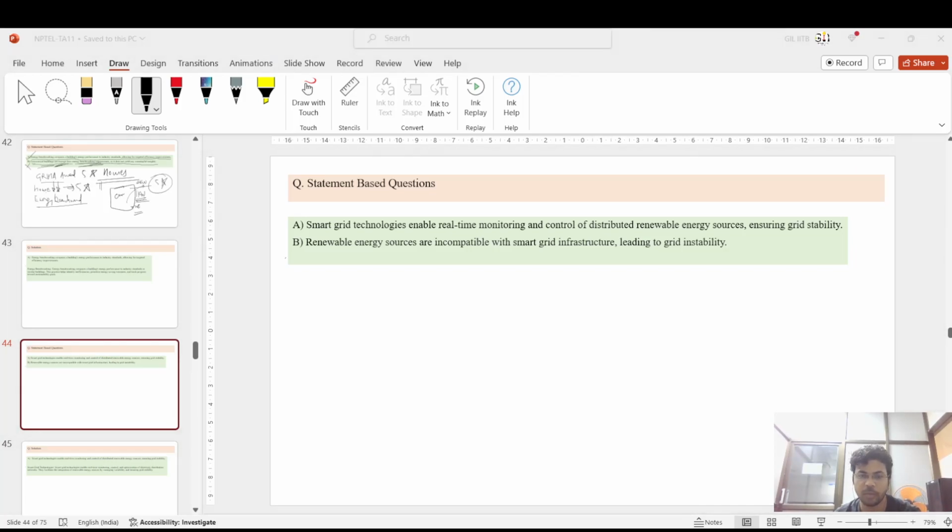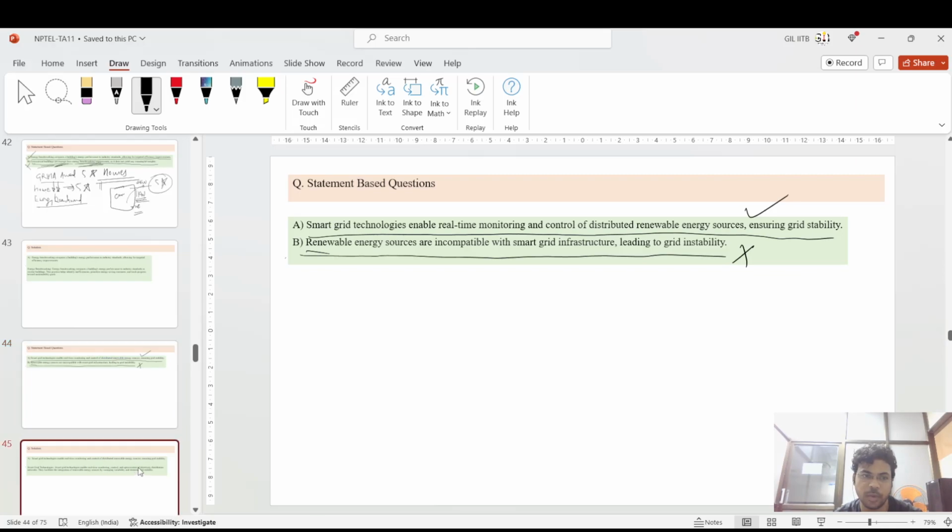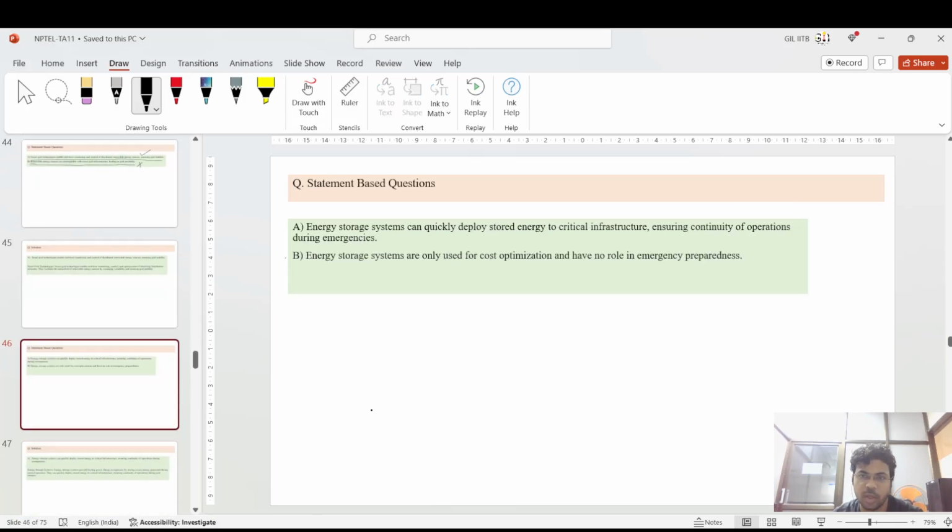Okay, I got one answer, A is true. Anybody else? Okay, that's the easy question. Smart grid technologies enable real-time monitoring and control of the DERs, ensuring grid stability. That is true. Option B says renewable energy sources are incompatible with the smart grid, leading to grid instability. That is false.